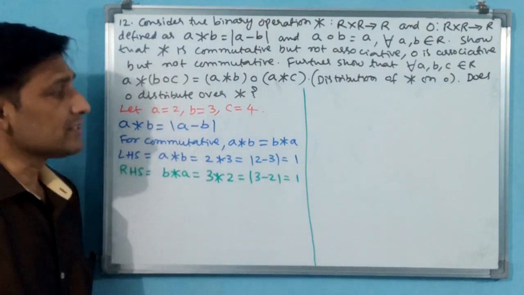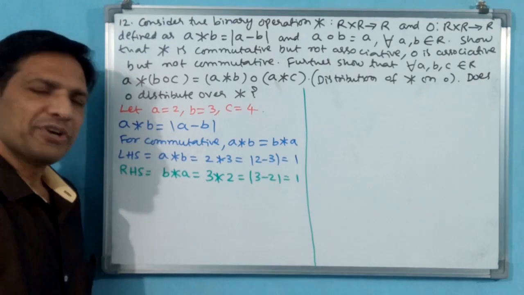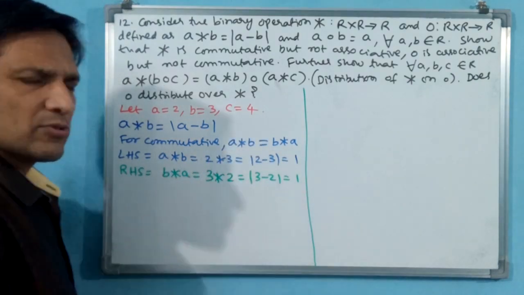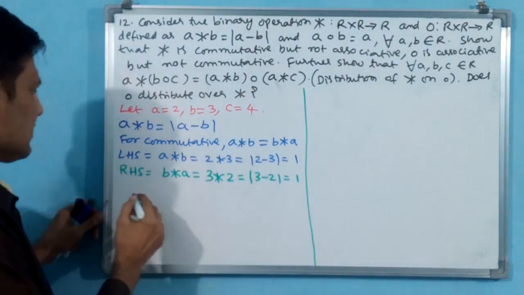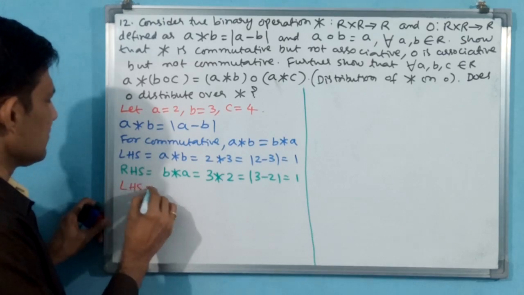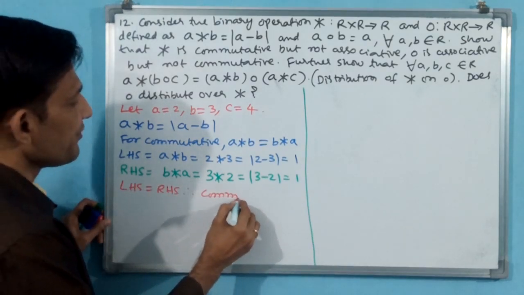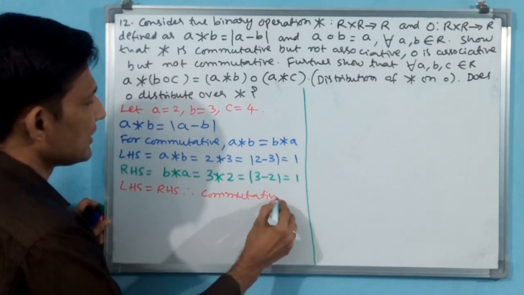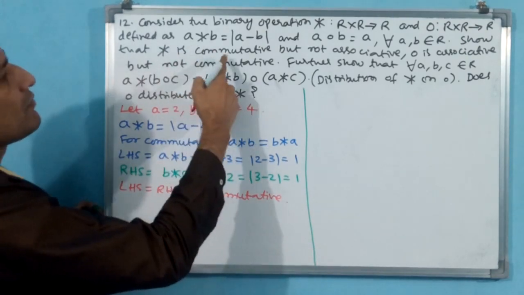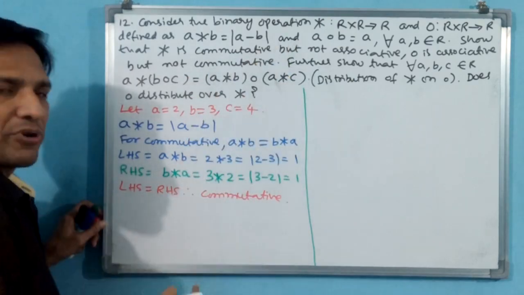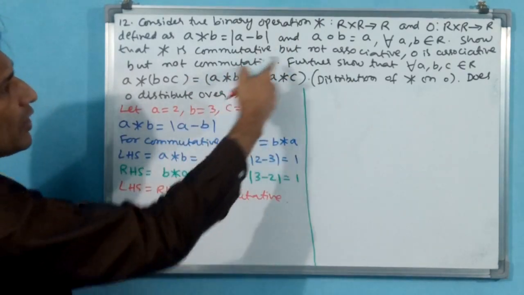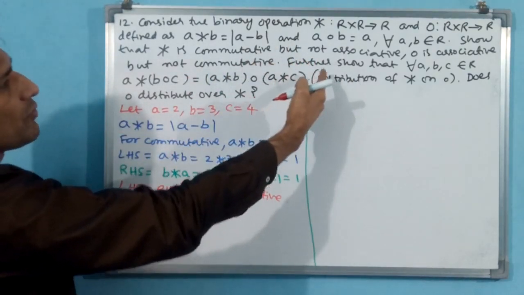Okay, now you tell me, is it commutative or not? Yes, commutative. Why? Because LHS is equal to RHS. Therefore commutative. Write that one. LHS is equal to RHS. Therefore commutative. Okay. See, one thing we have proved. Show that this is commutative. Yes, commutative. Now you write for associative also.